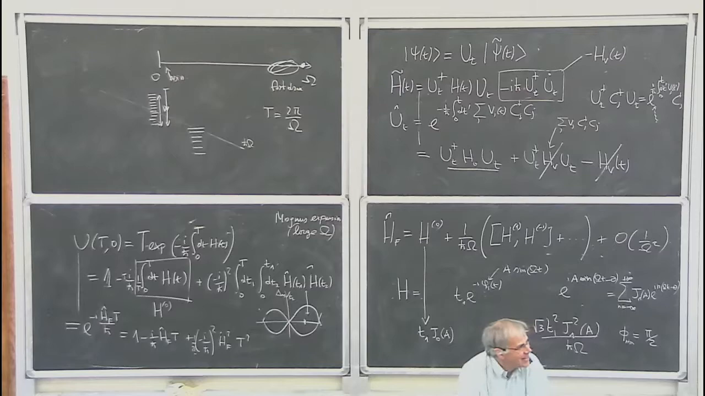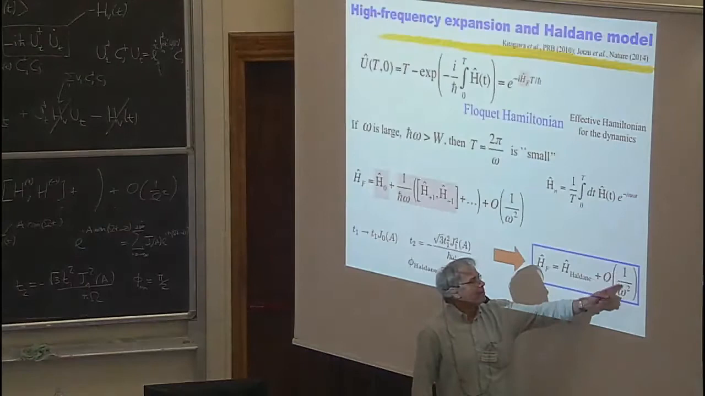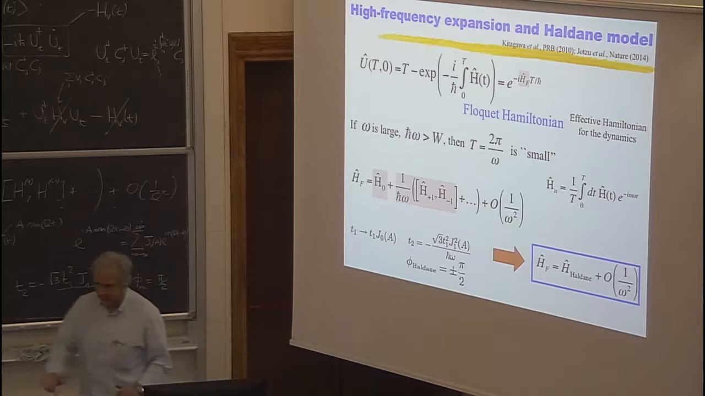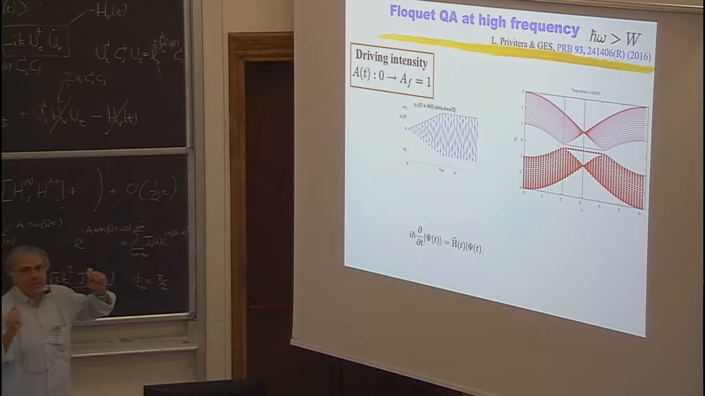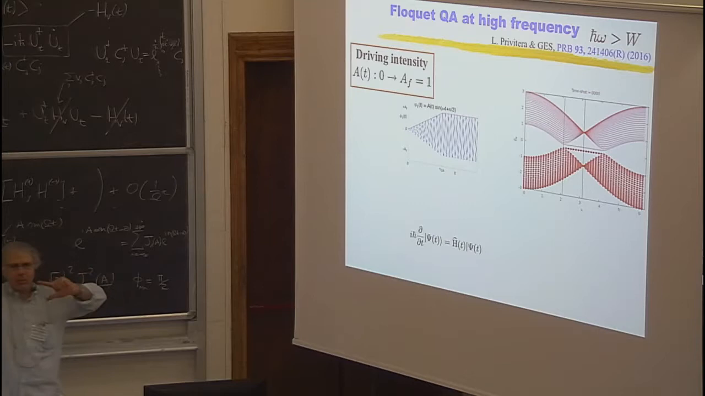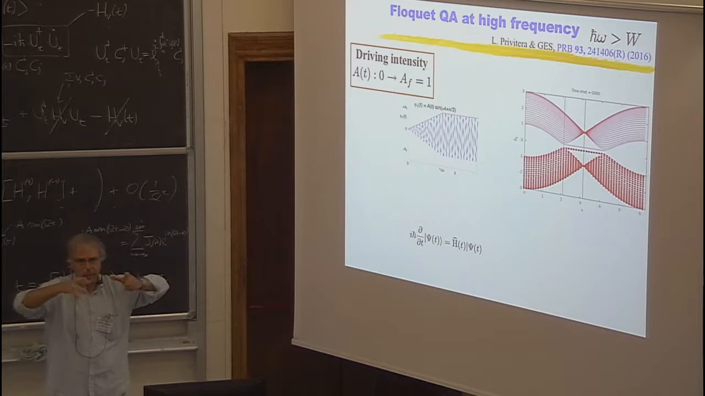So the message of the story is that the Floquet Hamiltonian is, up to order 1 over omega squared, the Haldane Hamiltonian. Okay, this is the first thing. So I have created the Haldane Hamiltonian by shaking. Now let's see what you do if you actually do the driving, okay? So here I'm not using the Magnus expansion. No, I'm just taking my tight binding model on the hexagonal lattice, and I have a time dependent thing.